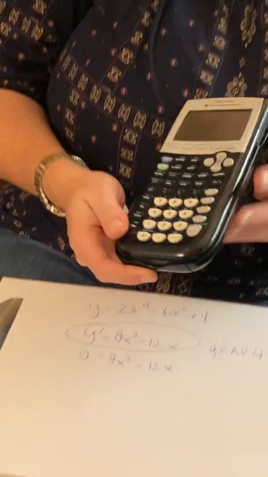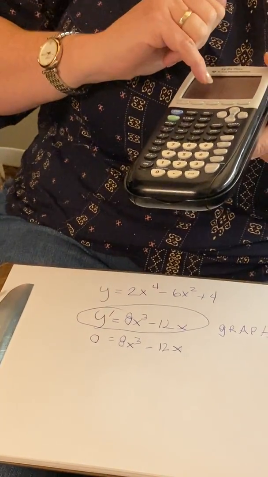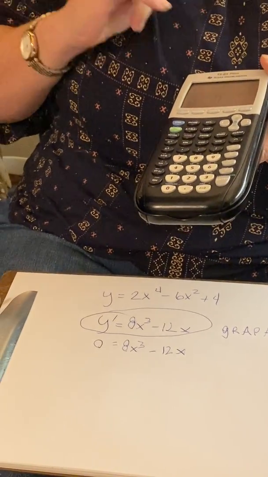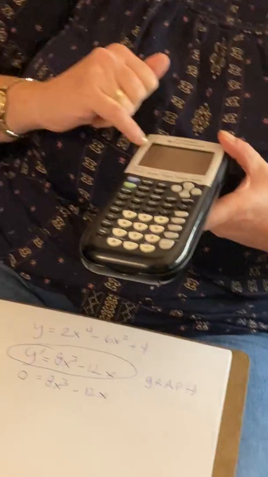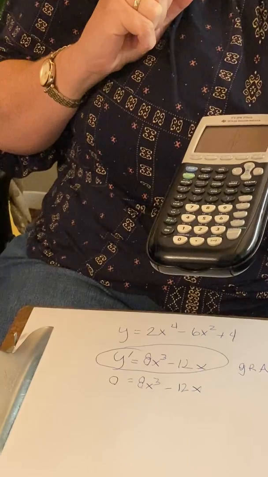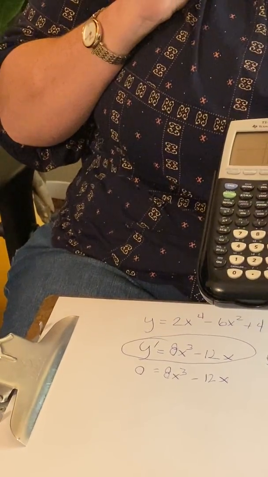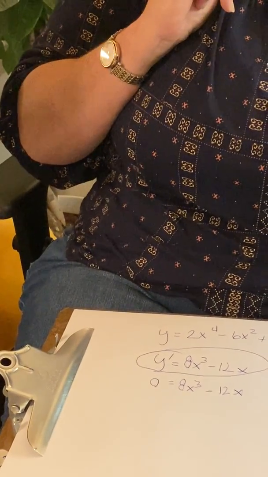Remember, I'm graphing the derivative here, not the original function. This crosses 1, 2, 3 times, so I want to zoom in on those points. I want to find those 3 x values. Wherever it crosses the x-axis is where the slope is 0, so I have to zoom in.